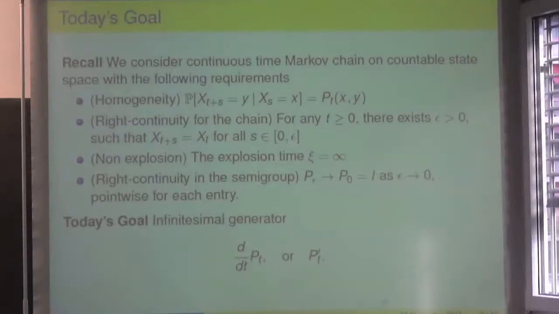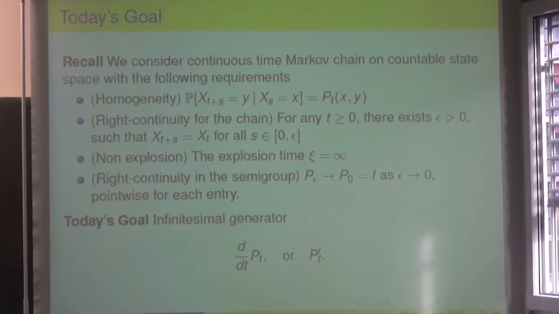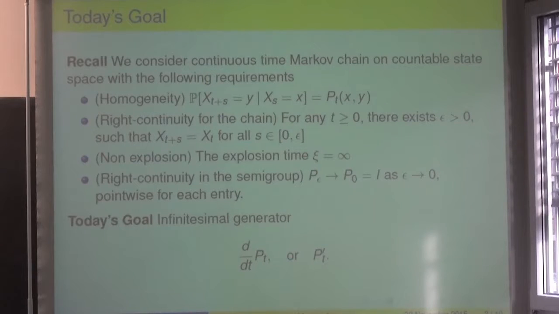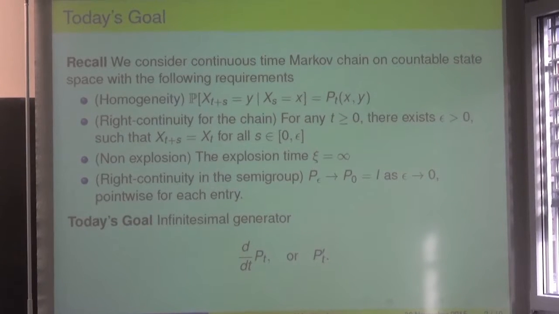Okay, we start. Today we're going to talk about the infinitesimal generator of continuous time Markov chains. Just a quick recall that in the last lecture we introduced what a continuous time Markov chain is. And we only focus on the continuous time Markov chain with the following properties. First, there's time homogeneity. Second, we only consider the right continuous process.